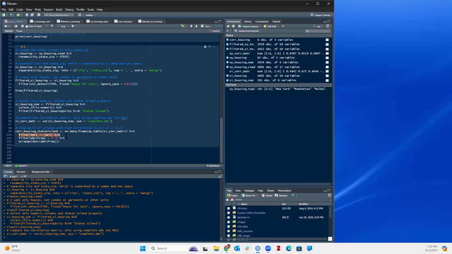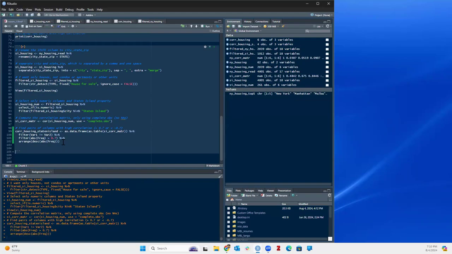Again, we're filtering out self-correlation values because that will mess up the whole data set. Then we're also filtering for only very strong relationships, and they can be both negative and positive because we're using the absolute function. After that, we're using the arrange function to show us in descending order, so the top one is going to be the strongest relationship. All right, well, I guess it's time to actually view it. Let's see if that runs, and it does.